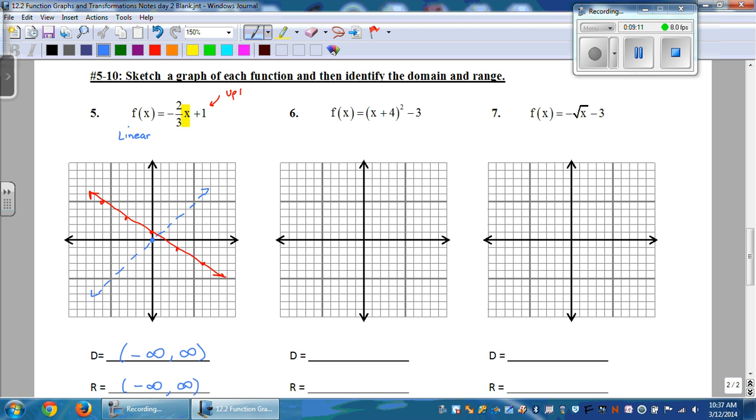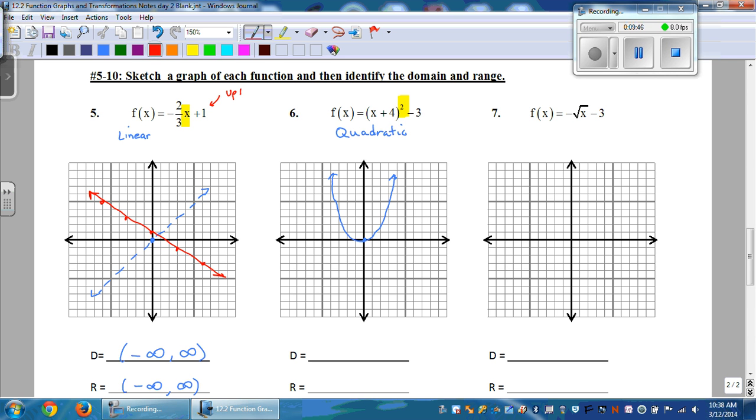Okay. Number 6. Next model, we have f of x equals (x plus 4) squared minus 3. So we see our squared feature right here. So what are we looking at? Quadratic, yes. So quadratic is our parabola shape. Start at 0, 0, and it goes up, and quadrant 2 also goes up. So there's our generic quadratic parabola to begin with.